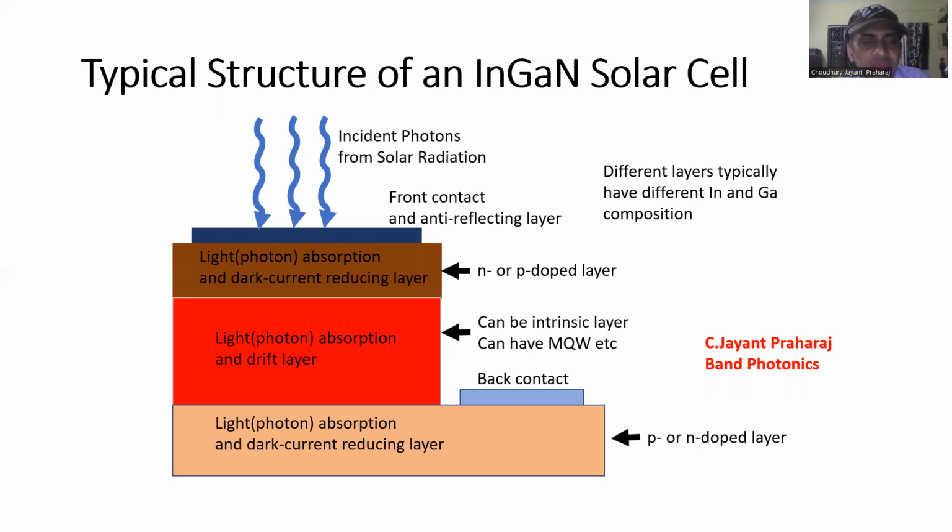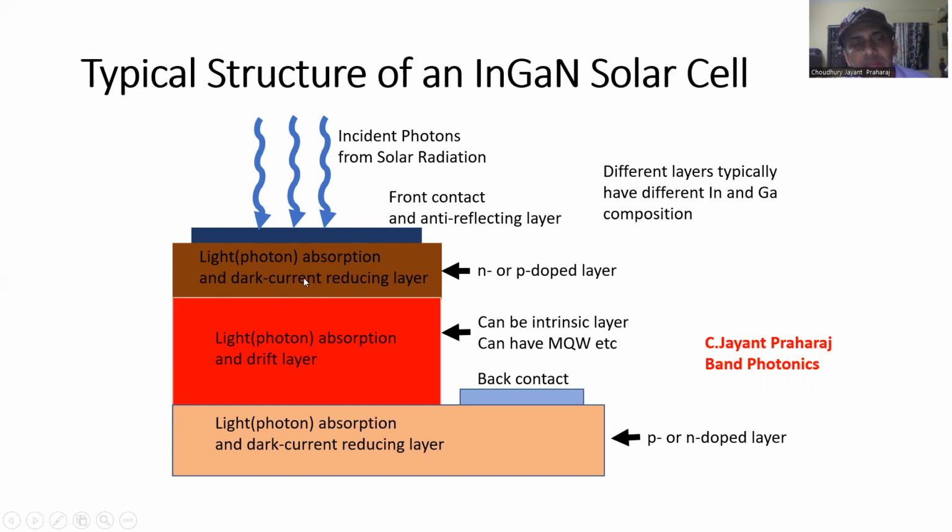These built-in electric fields provide the drift force in order to make the photogenerated electrons and holes drift in opposite directions and then be collected as a short circuit current, or as solar cell device current under load operation. So these layers need careful optimization. And then on both sides of the major absorption and drift layer, we have absorption and dark current reducing layers.